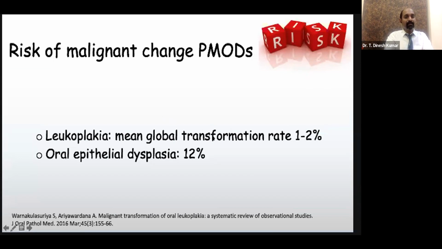So the leukoplakia, the mean global transformation is 1 to 2%. With presence of dysplasia, it goes up to 12%. Okay, if a dysplasia is present, the chances of those lesions turning into malignancy is almost 12%.